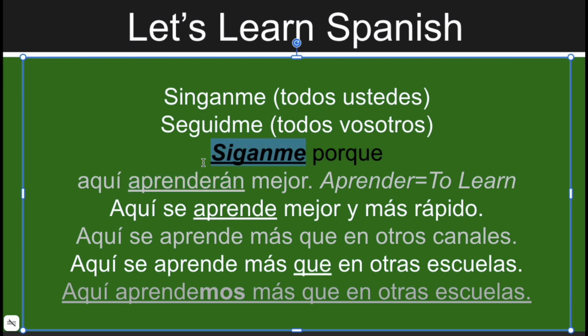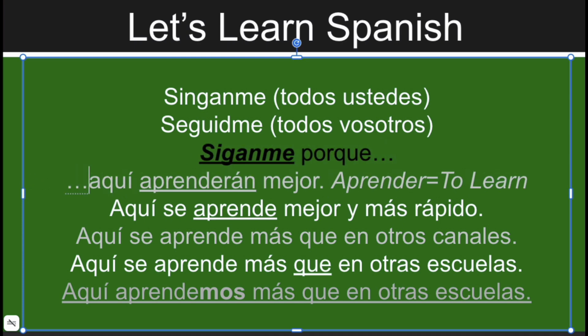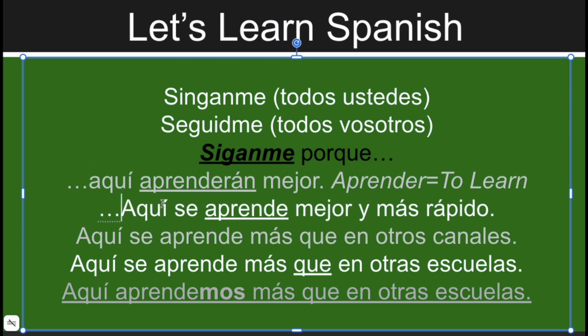Okay, so follow me, porque aquí, because here, aquí means here, or acá means also here, aprenderán mejor. Mejor, alright? Aprenderán mejor, you will learn better. Okay, now here we have, síganme, porque. And the following sentences are just following this sentence, okay? Síganme porque aquí, here, se aprende. It's learned. Mejor, we already know this means more, better. Aquí se aprende mejor. Here it's learned better.